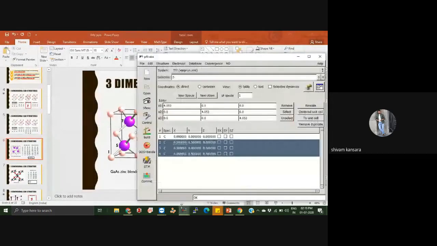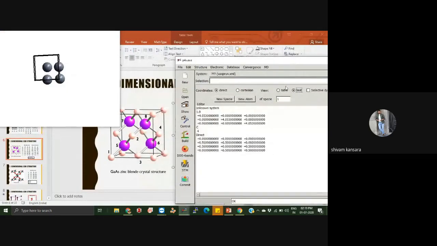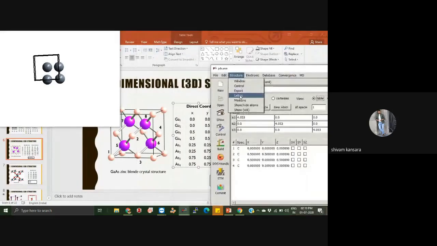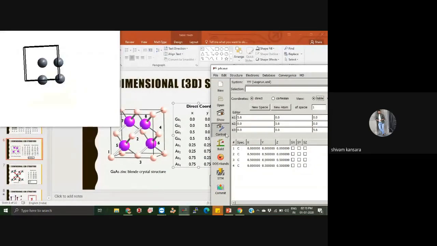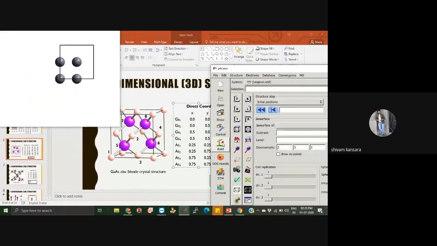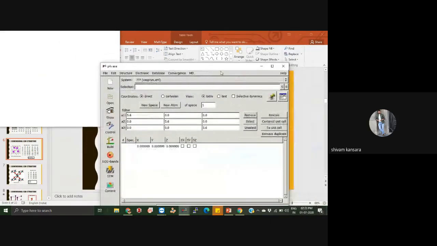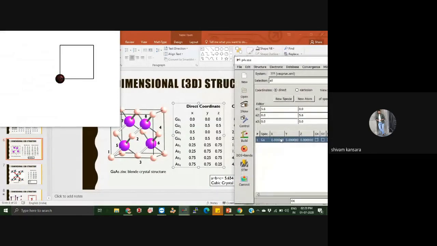Let's make this crystal structure. First of all, let's put the lattice constant, 5.6 approximately. Apply. So this is simple control, and press F. So this will be steady. Delete all the previous coordinates and remove. So let's start. New atom. The first atom is gallium, the red one. What is our first coordinate? 0, 0, 0. So we keep it fixed.